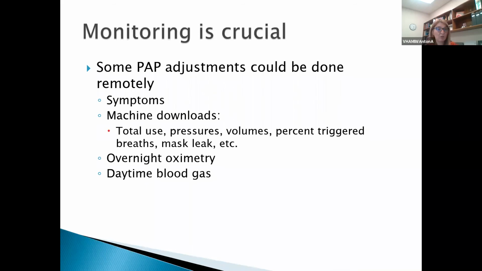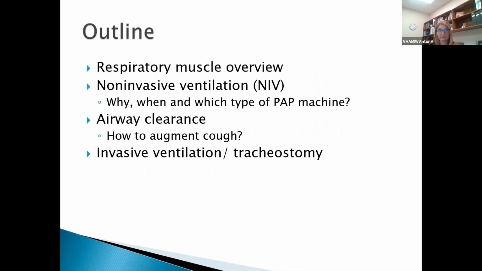We also may want to monitor oxygen levels at night while on the machine. And in very few cases, we need to do blood gases. So again, the blood draws from the wrist to monitor the oxygen and carbon dioxide level.